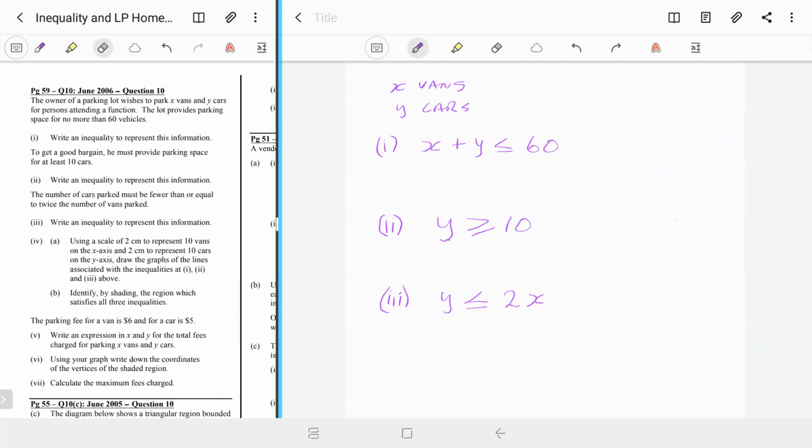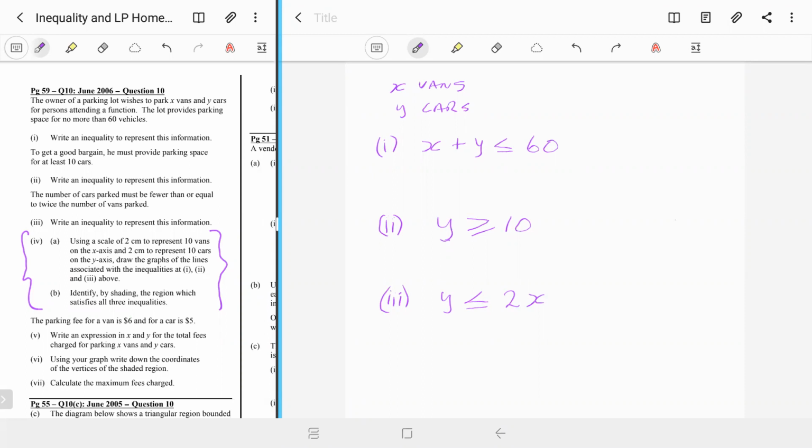And then as usual, they're going to want us to put them on a graph. So after we get the three inequalities, I want us to show them on a graph. It says, using a scale of 2 centimeters to represent 10 vans on the horizontal axis, and that's why they give vans X on the horizontal axis, and 2 centimeters to represent 10 cars on the y axis. That's why they use Y for the cars.